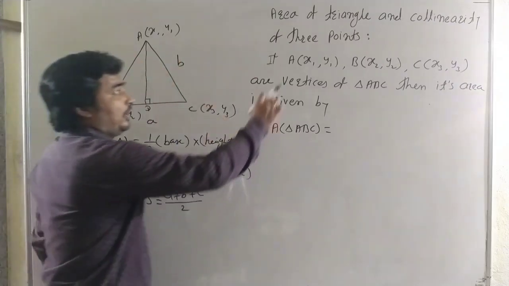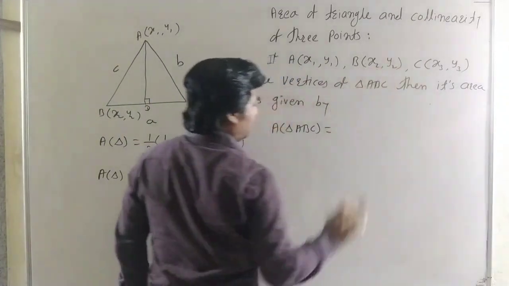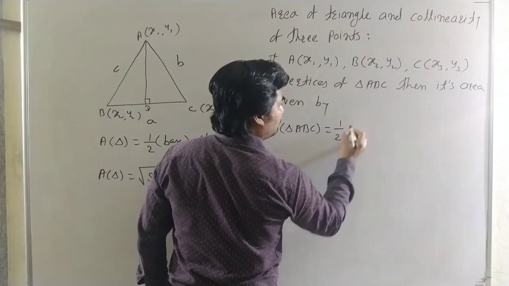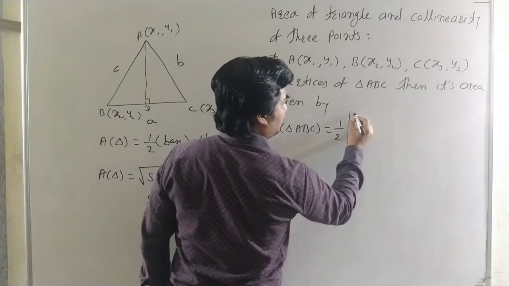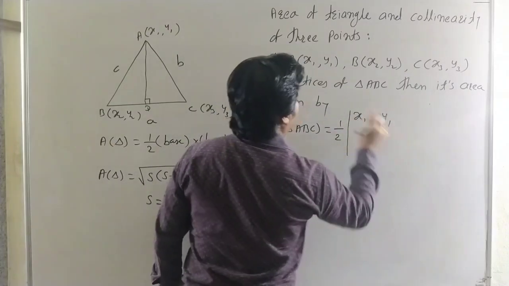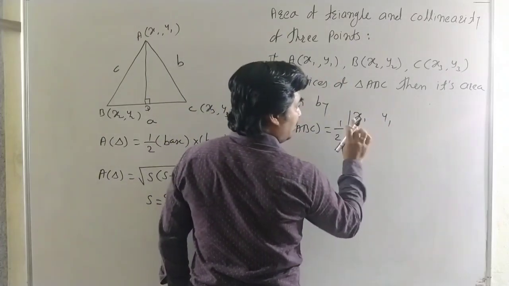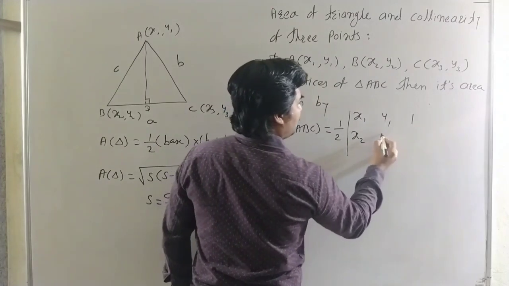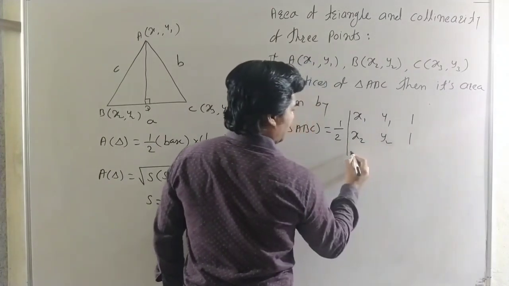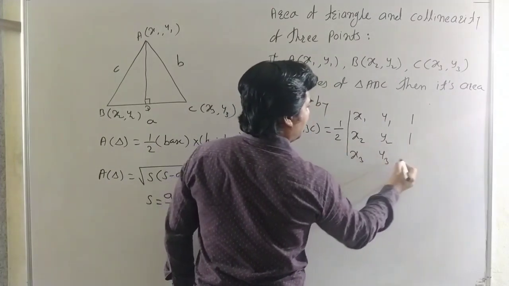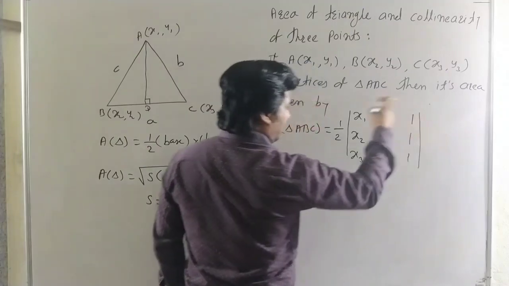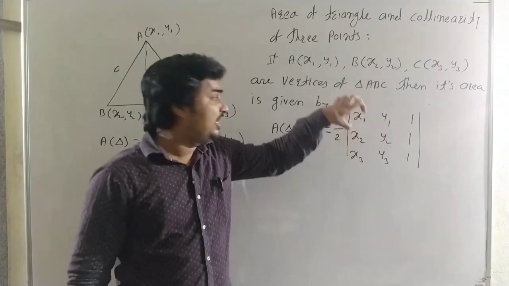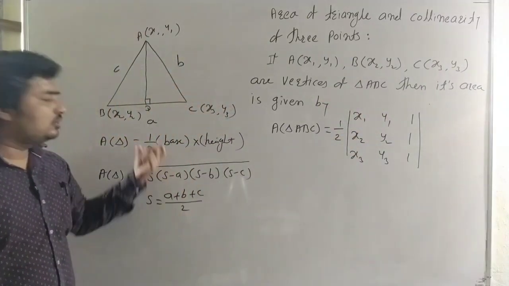Okay, here when the vertices of triangle are given, then the area of triangle, see carefully, is 1/2 determinant of x1 y1 1, x2 y2 1, and x3 y3 1. Okay, we can find the value of this determinant, and multiplied by 1/2 it is the area of triangle, and it is easy out of these two formulas.